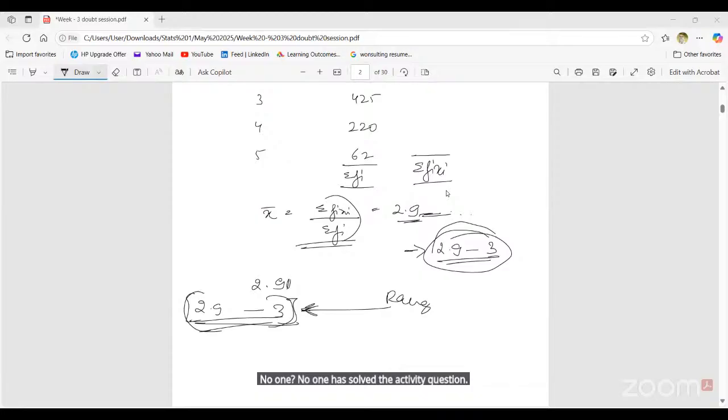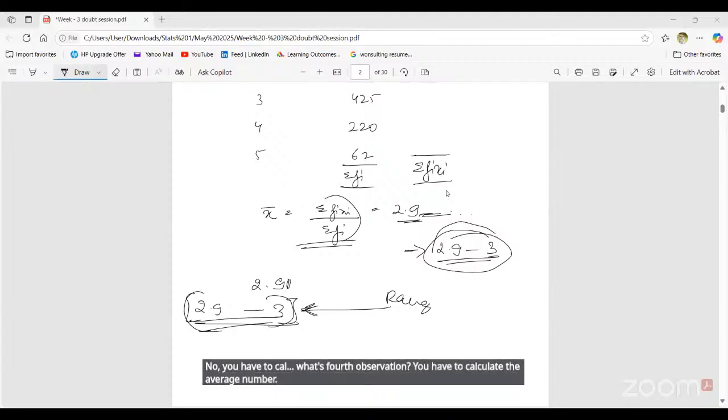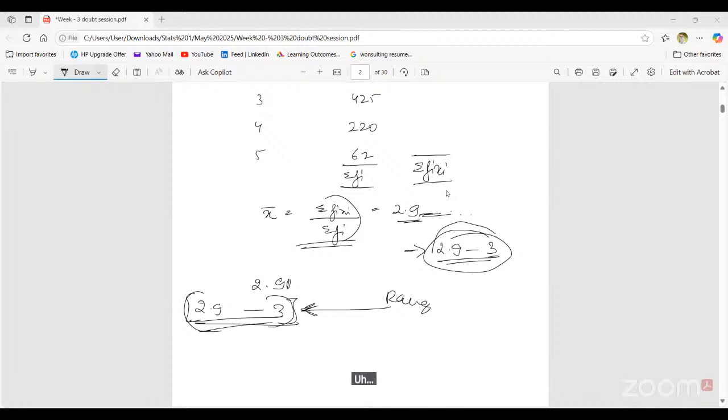Is it activity 3.2, question 3? Yeah, it's the fourth observation. You have to calculate the average number. Okay, so what's the answer?